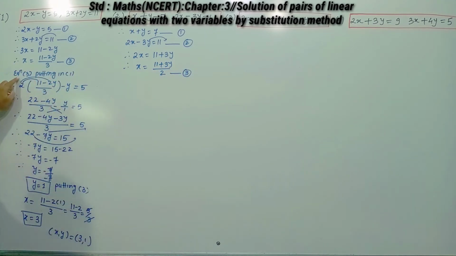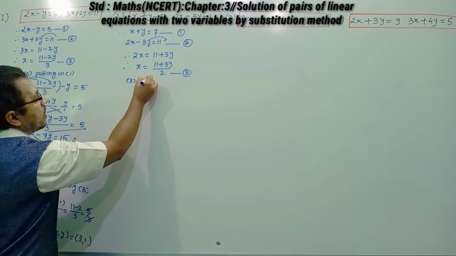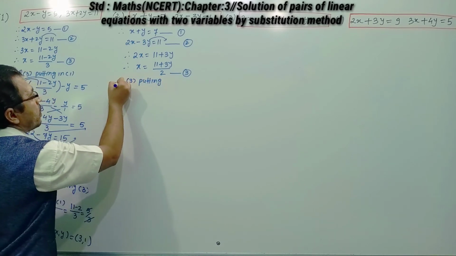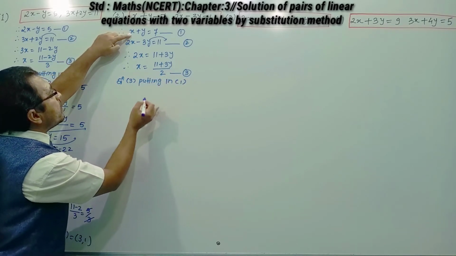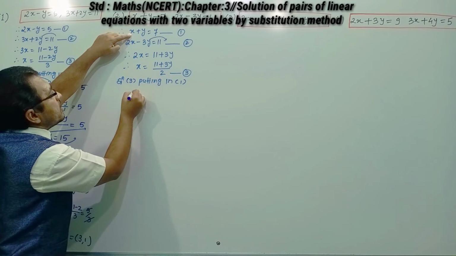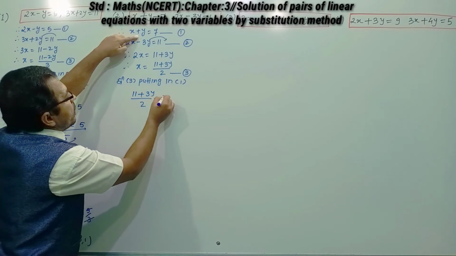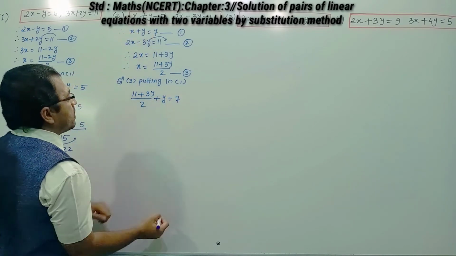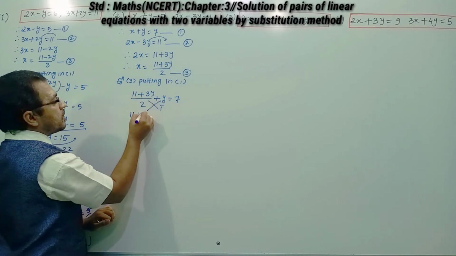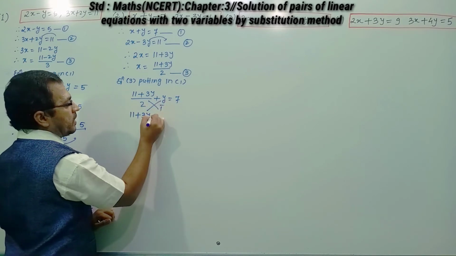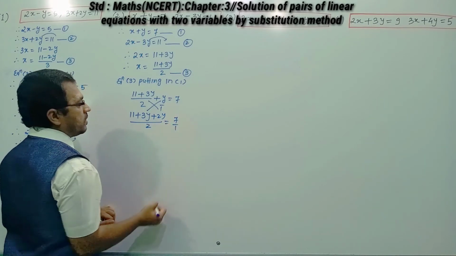Okay students. So equation 3 putting in 1. Same process you will have to do. You can write over here equation 3 putting in 1. So what is 1 over here? What is the value of x? You can see that the value of x is (11 plus 3y) by 2, plus y is equal to 7. Okay students, now we can do the cross multiplication over here. So 11 plus 3y, 2 into y, 2y by 2, 7 by 1.